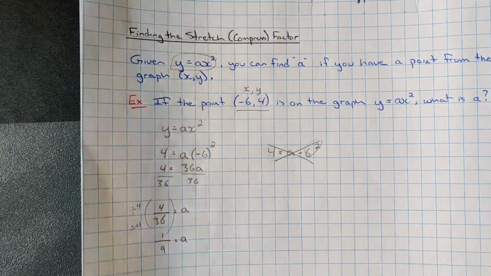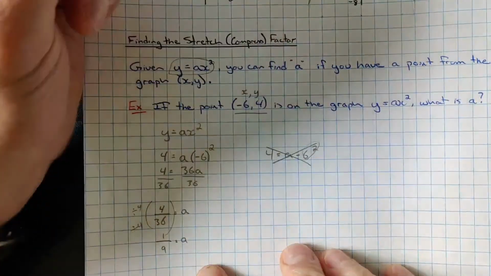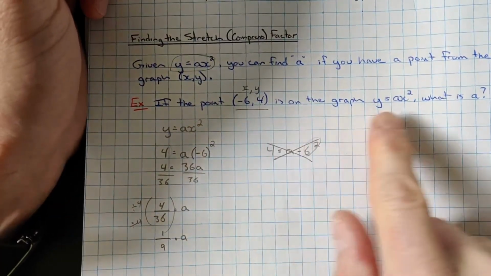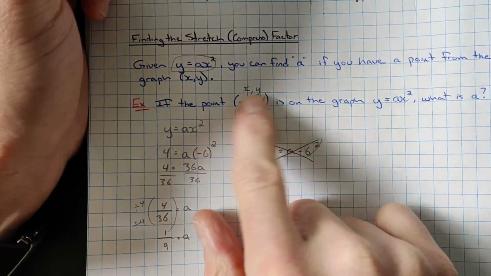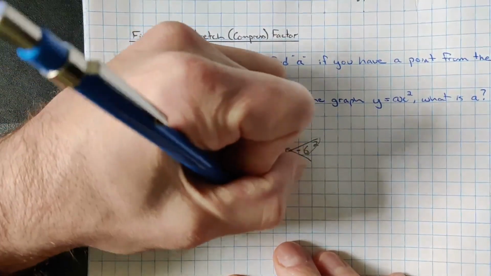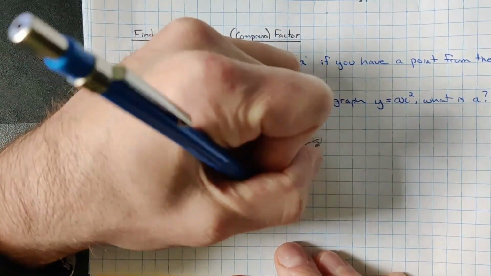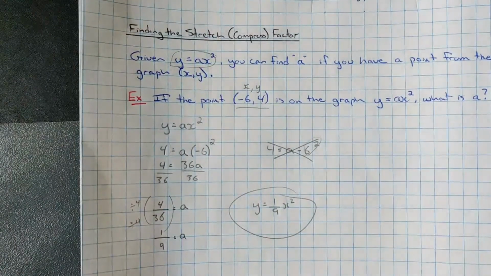So anyways, we have our a value, we found that, and now we actually have the equation too. So the equation for the quadratic that has a point, with a here, we just have y equals 1 over 9x squared. And that would be the corresponding equation.